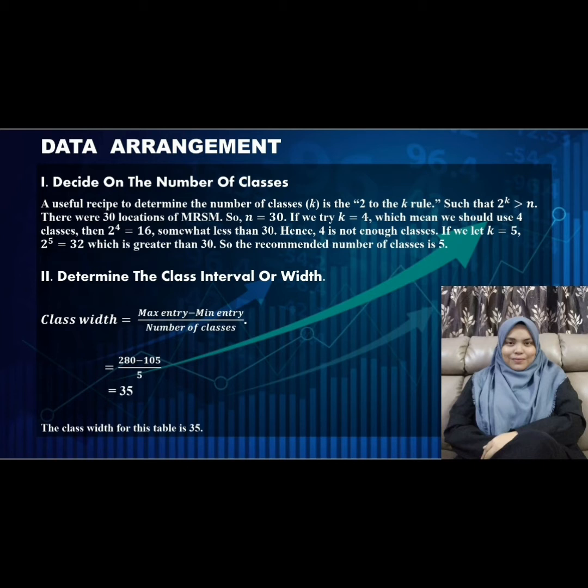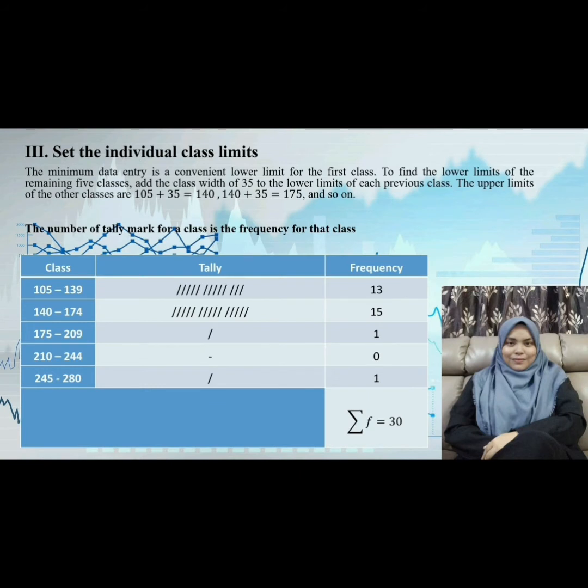Here is how we determine the class interval or width. So the class width for this table is 35. Set the individual class limits. The minimum data entry is a convenient lower limit for the first class. To find the lower limits of the remaining 5 classes, add the class width of 35 to the lower limit of each previous class. The upper limits of the other classes are 105 plus 35 equals 140, 140 plus 35 equals 175, and so on.